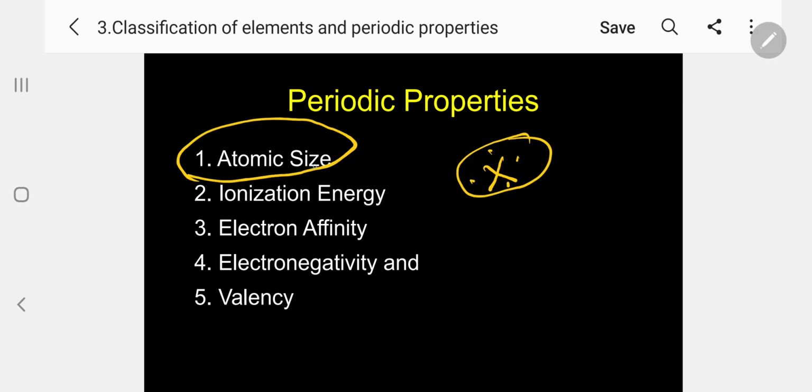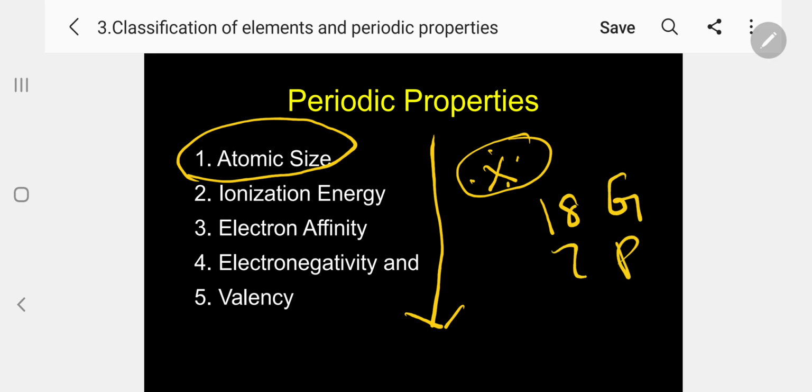Atomic size, please memorize, increases down the group. This is from top to bottom. But before that, let me give you the periodic table. In the periodic table, there are 18 groups and 7 periods. Please follow. Long form of periodic table, 18 groups, 7 periods. Along the group, the atomic size increases. Along the period, it decreases.